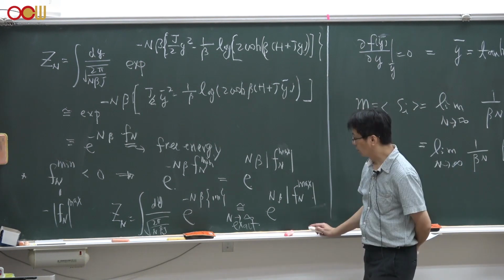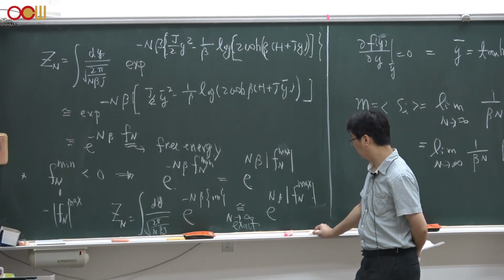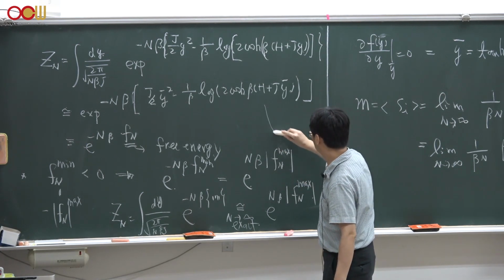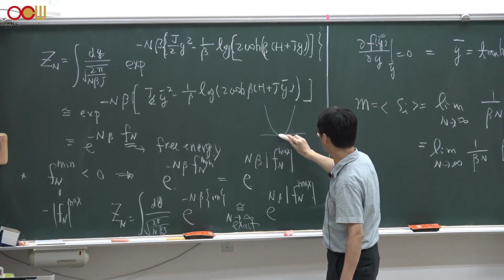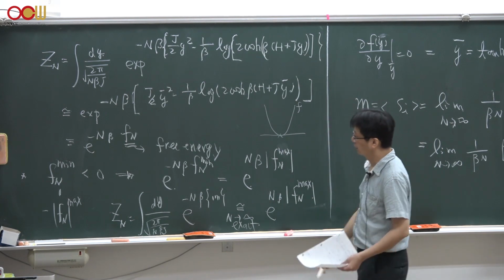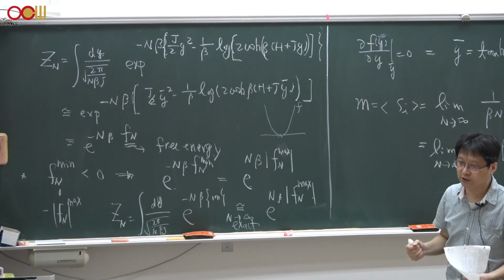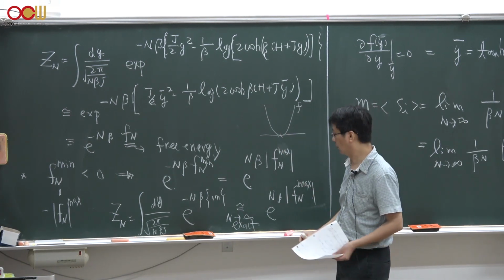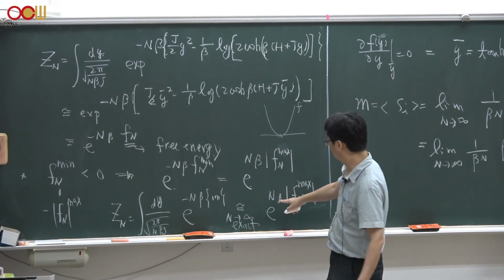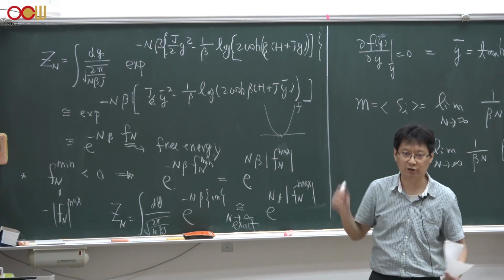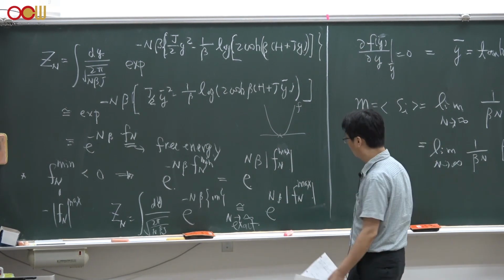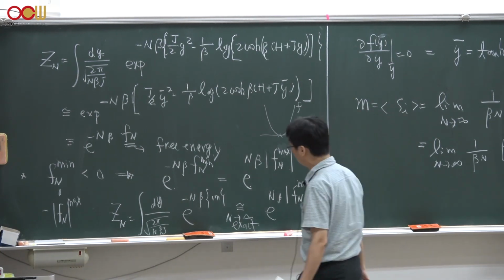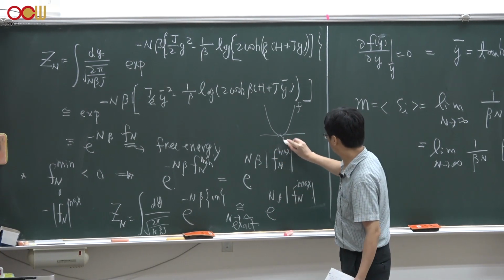And then we say that we could forget about the other values of y away from this saddle point, or minimum point of the free energy. So the integral is completely determined by the saddle point value of the free energy. Because in the n goes to infinity limit, this exponent is divergent, which means you don't need to care about all the other values apart from the saddle point, y bar.